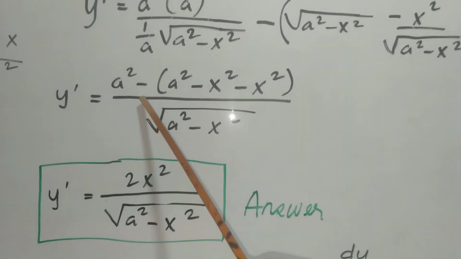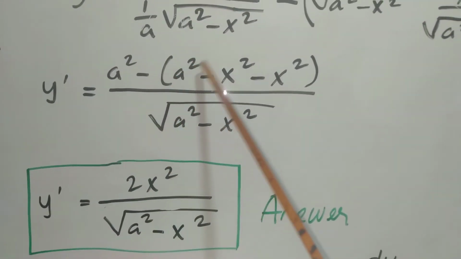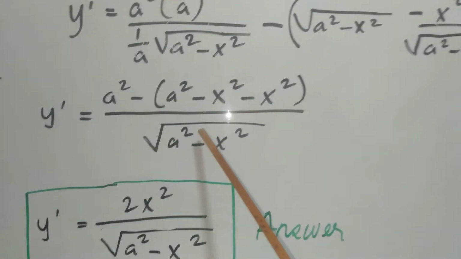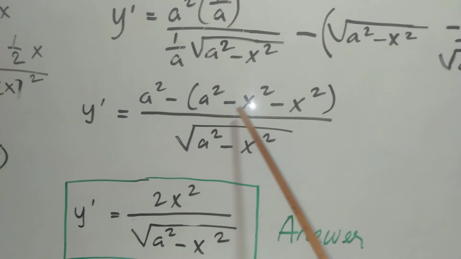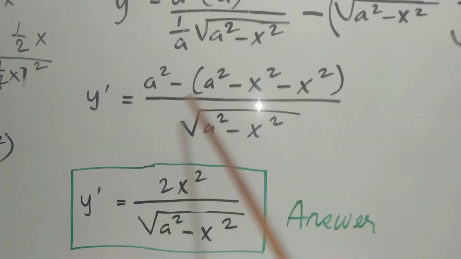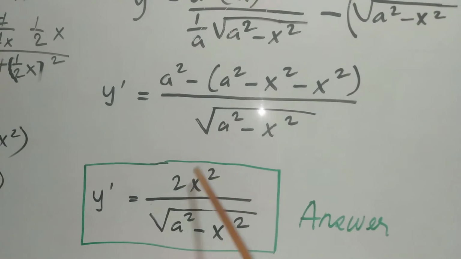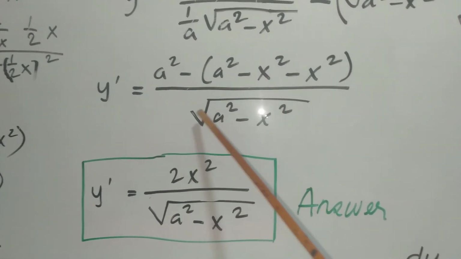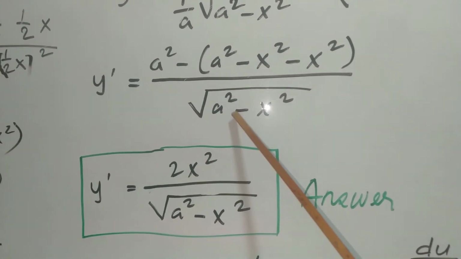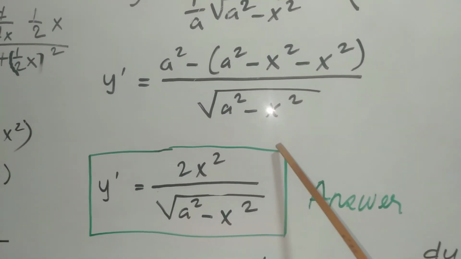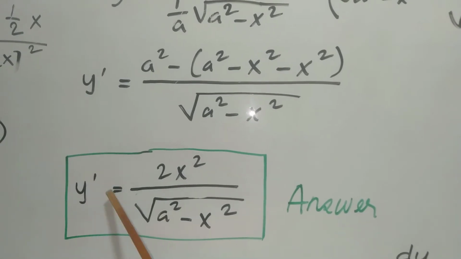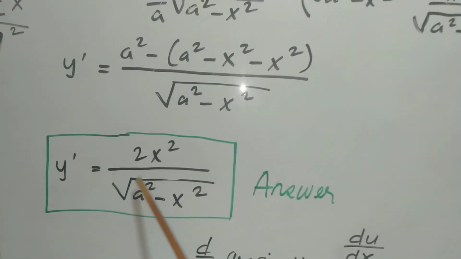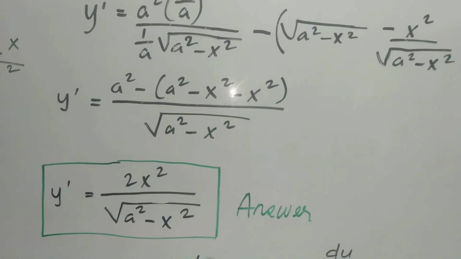If we subtract a squared minus x squared, this a squared minus a squared cancels out, and we have here negative, this one is negative 2x squared, so it becomes positive 2x squared. Negative times negative. Over the denominator, the square root of a squared minus x squared. So our final answer is y prime is equal to 2x squared over the square root of a squared minus x squared. So this will be our final answer.